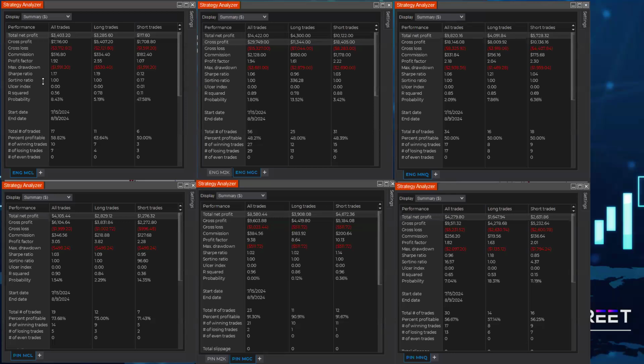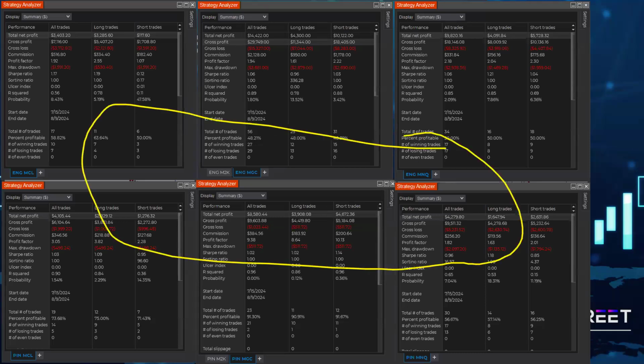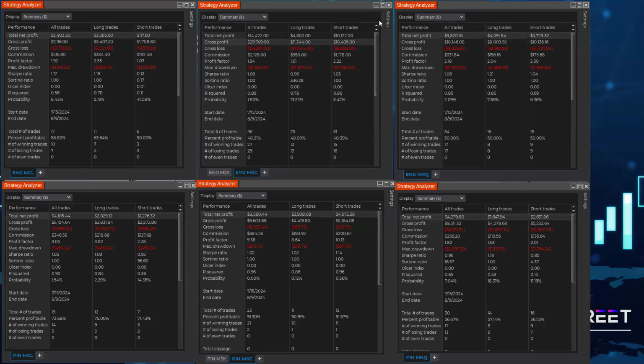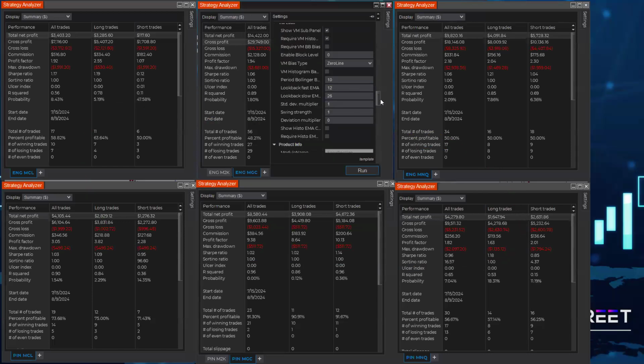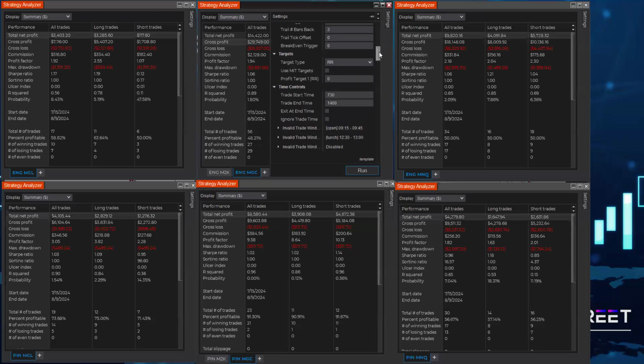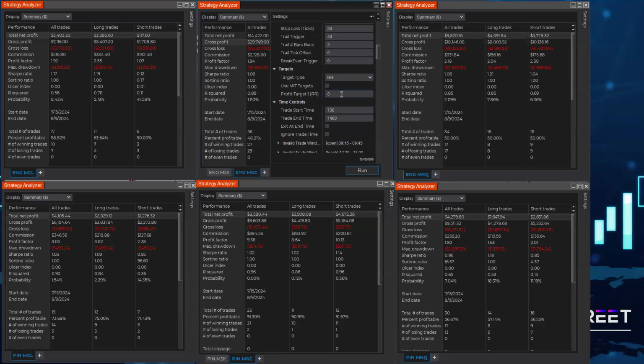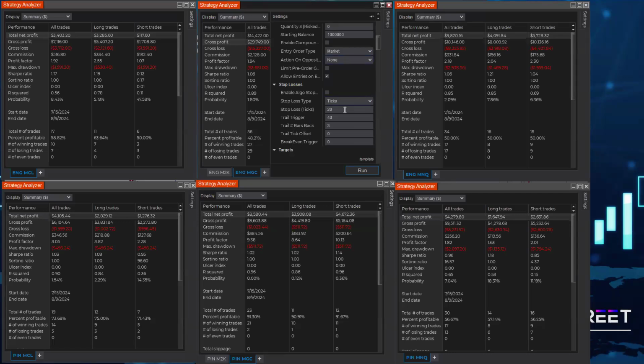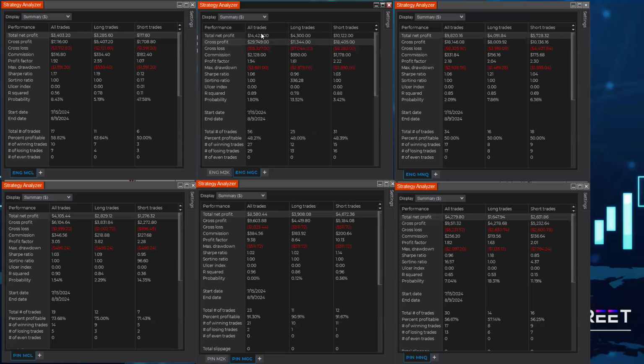I'm also going to make your life a lot easier in the sense that none of these templates have a target. Not a single one. None of them have targets. What? Yeah. If we go up here, all of them are set to 0 for target. So what does that mean? That means every single one of these is set to run. It's going to get in the trade and it is not getting out until it is done. It's that simple. So that's where you can really get some of these big moves out of the market.